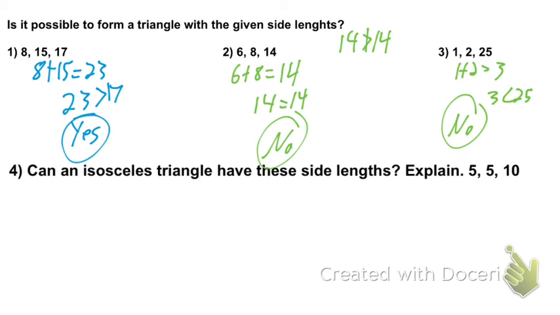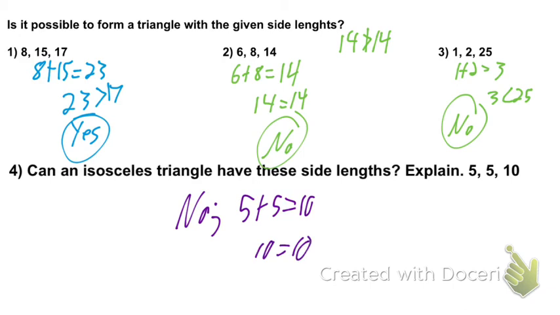Okay, next. Can an isosceles triangle, remember isosceles has two sides the same, have the side lengths 5, 5, and 10? No, because that is not a triangle, it's a straight line. It can't even make a triangle, because 5 plus 5 is equal to 10, and 10 is equal to 10. We could also say that it doesn't make a triangle, it makes a straight line.